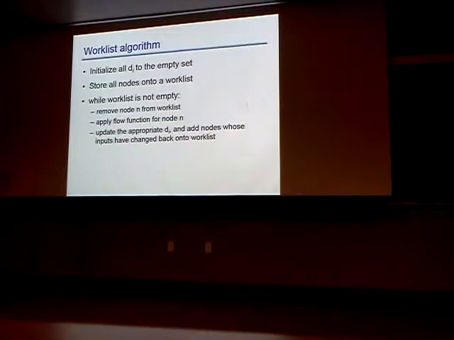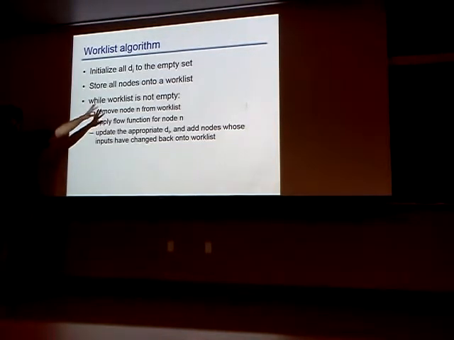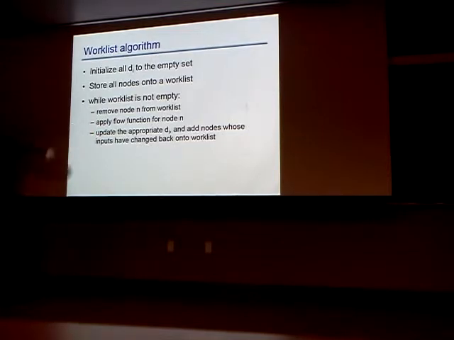We're going to store all the nodes in a work list. A work list is just a list of nodes that we still have to process. And what we're going to do is, while the work list is not empty, so while we still have things to process, we're going to remove some node from the work list. We're going to apply the flow function to that node.